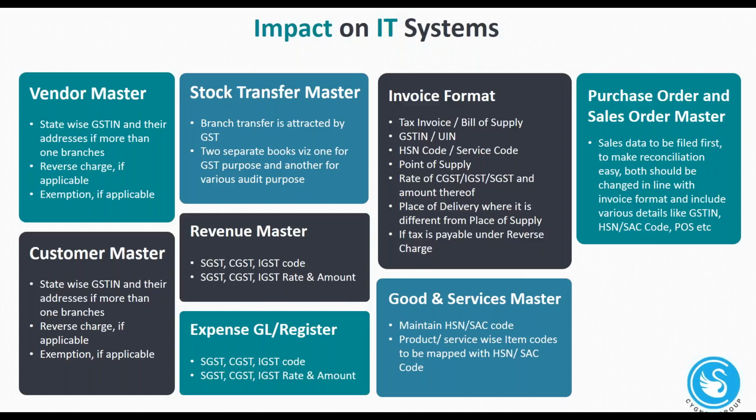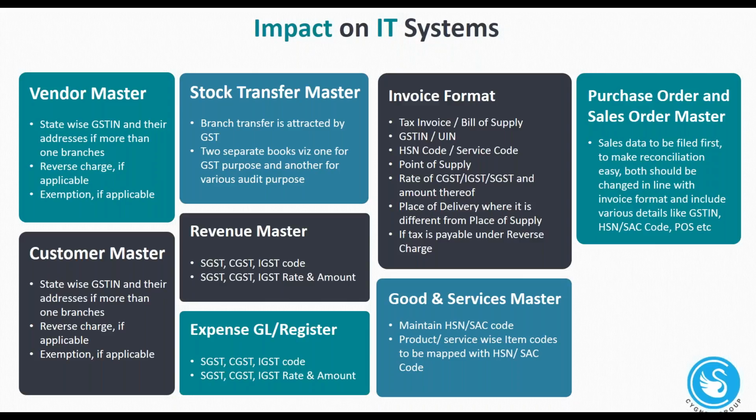Then invoice format. There are invoice rules and formats available in the public domain, which have been issued by the GST Council. And in the invoice, not only the GSTIN or UIN number is required, you need to mention the HSN code or service accounting code, point of supply, and the rate of CGST, IGST, SGST, and now UTGST also needs to be mentioned. Then place of delivery, where it is different from place of supply.